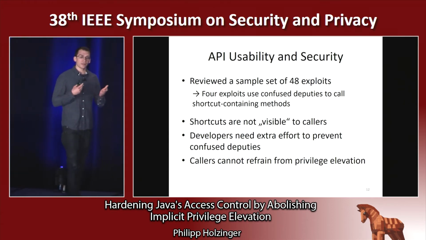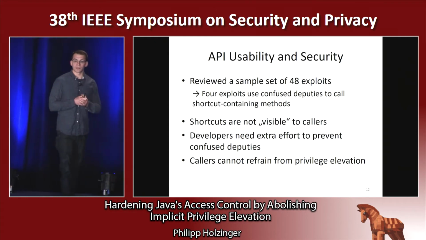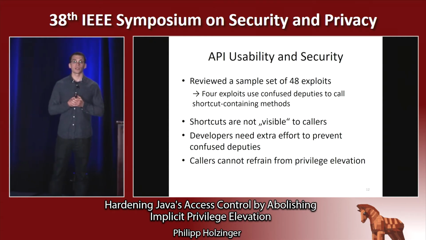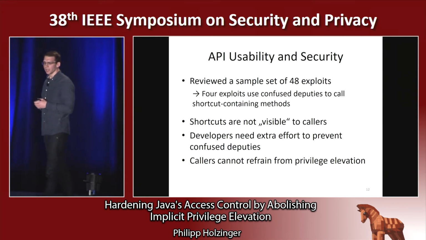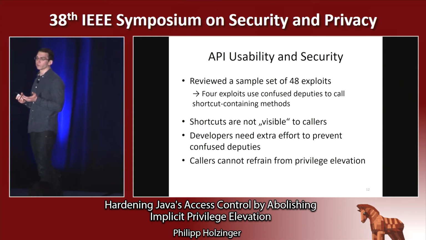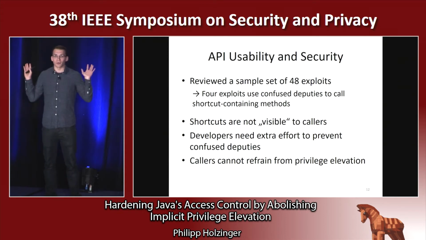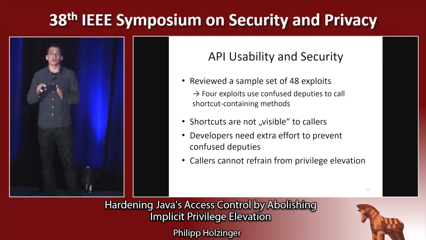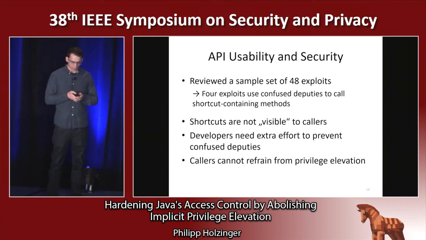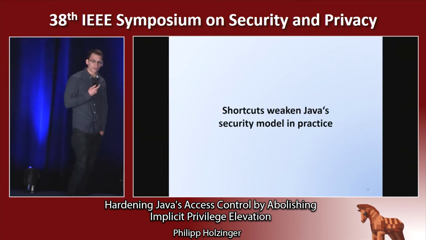Also, another API usability consideration is that developers need extra effort to prevent confused deputies. What we usually want is that implementing secure code needs less effort and is easier than writing it in an insecure way. We don't find that here. And finally, callers cannot simply refrain from privilege elevation, which violates the principle of least privilege. So there is no way to say, sorry, I don't know what I'm doing. Please make sure that my code is running just with the least amount of privileges to make sure that I'm not accidentally harming the system. Again, no way to do that. So we can confidently say that shortcuts weaken Java's security model in practice.